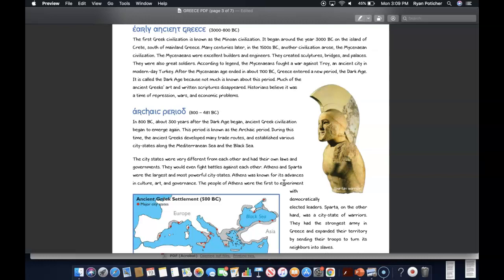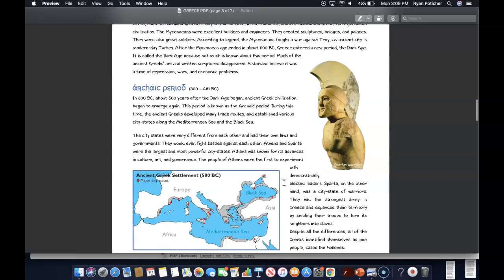It is called the Dark Age because not much is known about this period. Much of the ancient Greeks' art and scriptures disappeared, and historians believe it was a time of repression, wars, and economic problems.